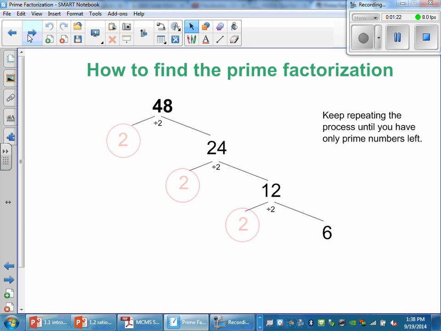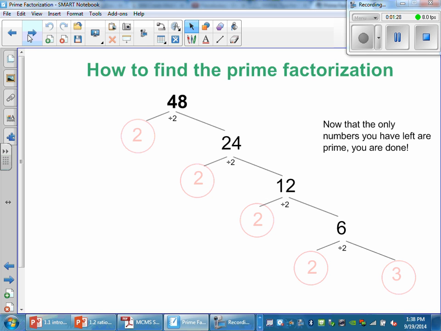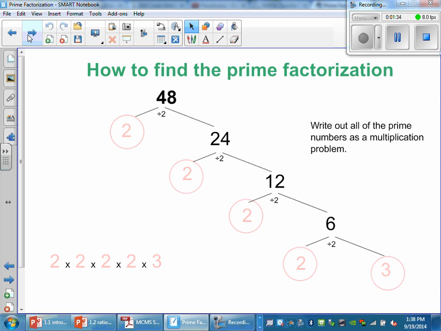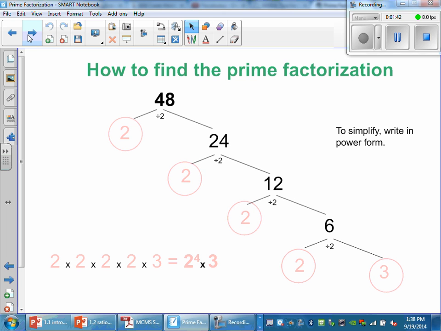I'm going to just continue to repeat this process until I end with all prime numbers. I know that 6 can be divided by 2 again. And now that I have all prime numbers left, that means I'm done. I'm going to multiply these numbers all together. So I get 2 times 2 times 2 times 2 times 3. And in order to say that in an easier way, you can use power form. So that is 2 to the 4th power times 3.